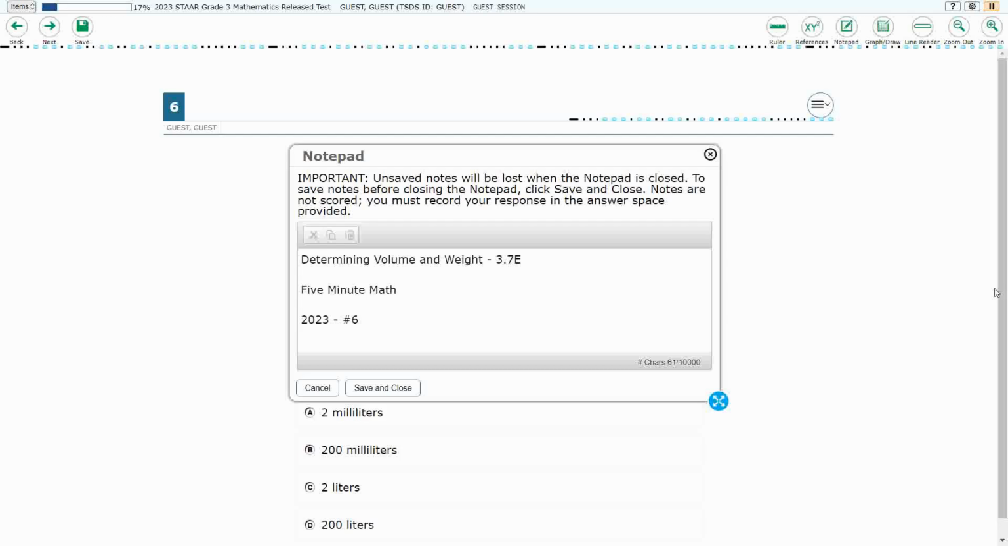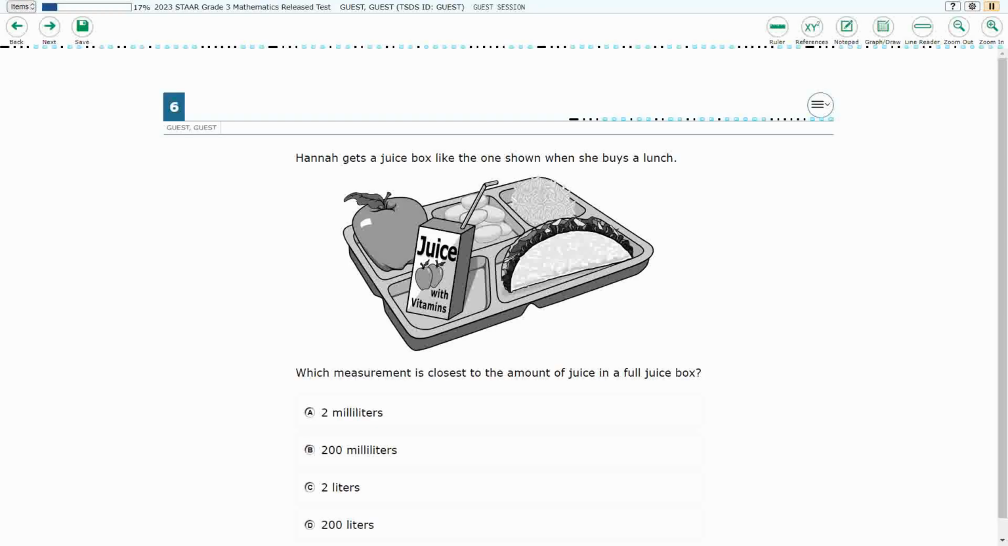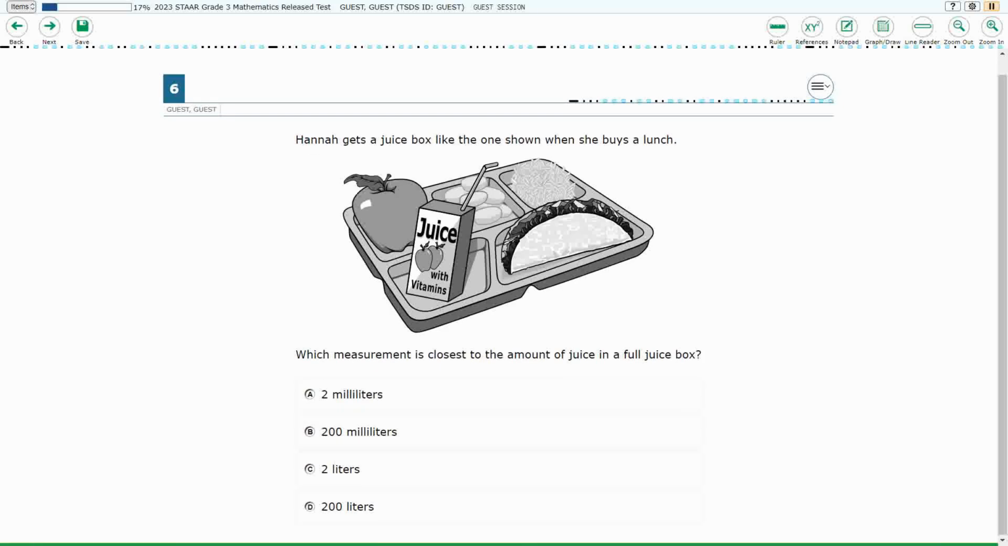Today we are looking at the third grade concept of determining volume and weight. This is standard 3.7e in the great state of Texas. We are using item number 6 of the 2023 released STAAR test. If you haven't done so already, please go ahead and take a moment to pause the video, work this problem out on your own, unpause it, and we will look at our answers together.